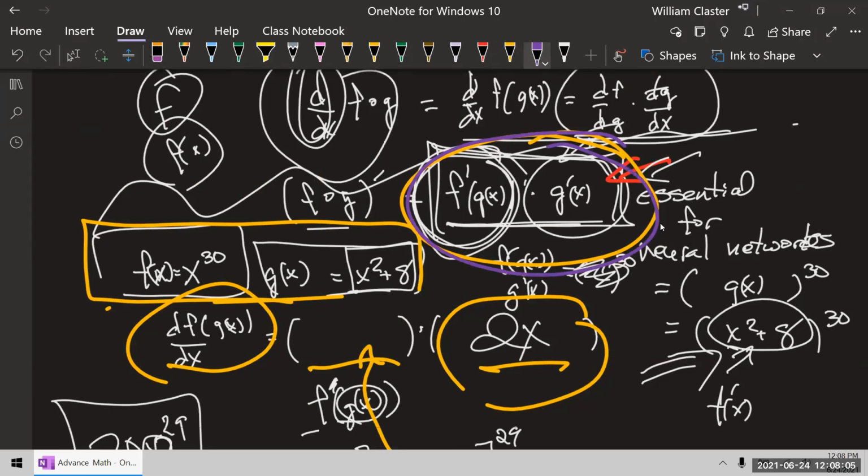And that's how we did it. And we get this piece and this piece, and that's all. So that is the chain rule, an example of it.